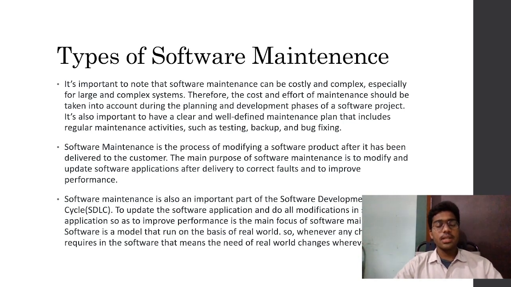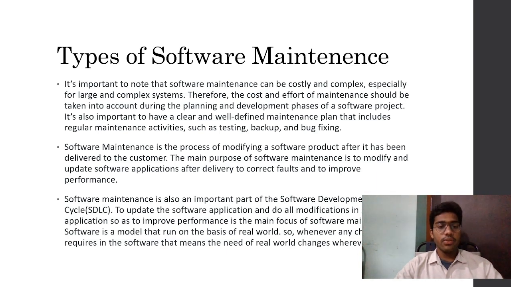Next, it's important to note that software maintenance can be costly and complex, especially for large and complex systems. Therefore, the cost and effort of maintenance should be taken into account during the planning and development phases of the software project. It is also important to have a clear and well-defined maintenance plan that includes regular maintenance activities such as testing, backup, and bug fixing. Already we have discussed testing, backup, and bug fixing in these maintenance types.